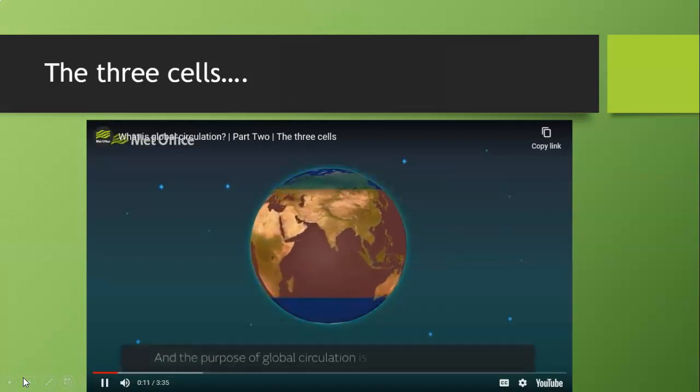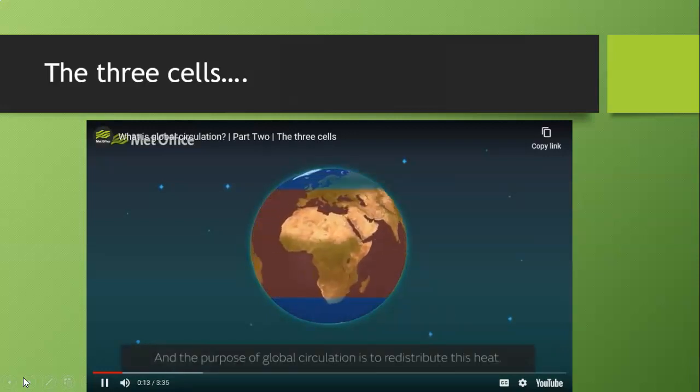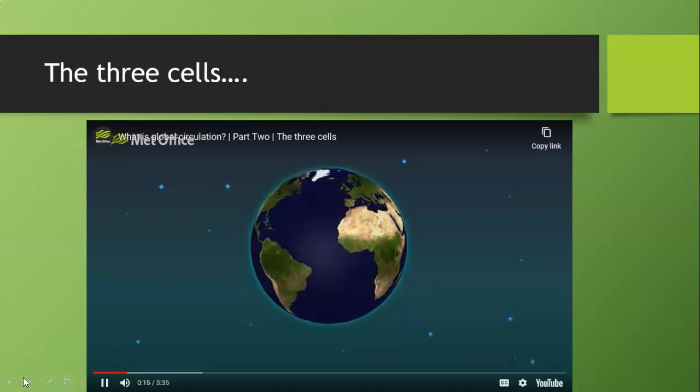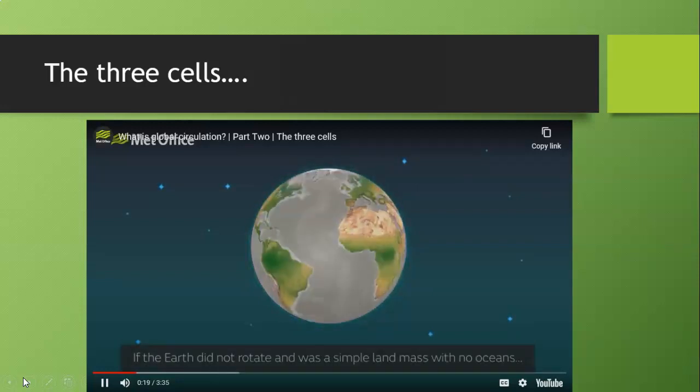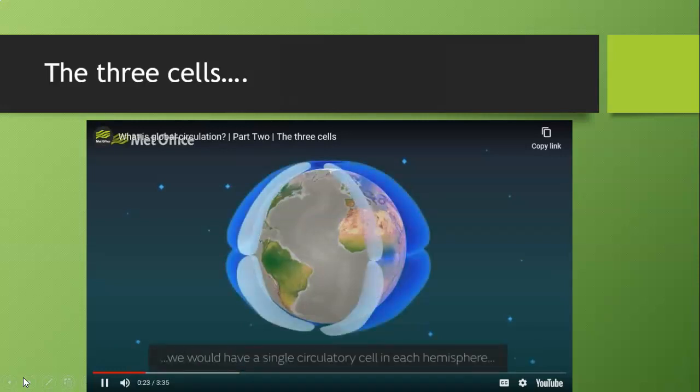And the purpose of global circulation is to redistribute this heat. If the Earth did not rotate and was a simple landmass with no oceans, we would have a single circulatory cell in each hemisphere, where hotter air would rise at the equator and flow toward the poles.